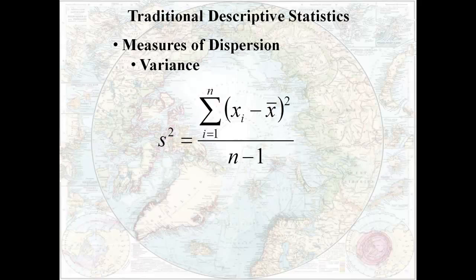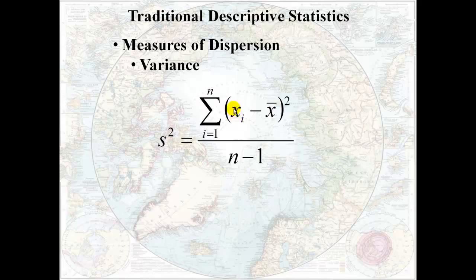What's the variance? Here's the equation for the variance. You take each value and you subtract the mean from that value. You square that quantity, add it up for all of the values, divide by n minus 1, and that's called the variance, which is symbolized s squared.